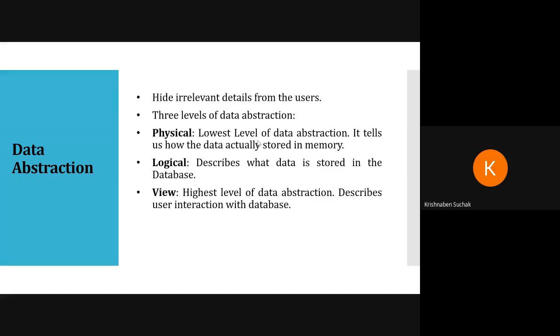Next one is logical. In logical data abstraction, it is described what data is stored in the database. Along with what data is stored in the database, it also says the relationship between data, how data are related to each other. That is logical data abstraction. Next one is view. What is view? It is the highest level of data abstraction. It describes how the user interacts with the database. That means which part is to be shown to the user.